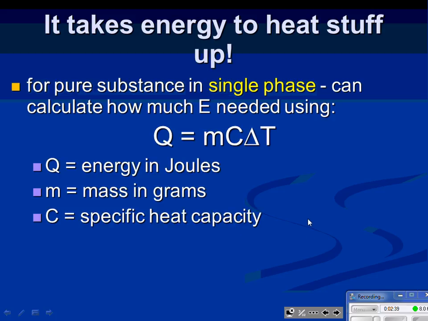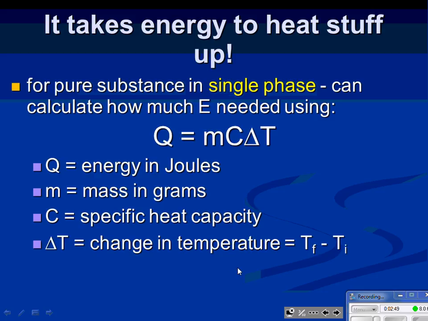C is the specific heat capacity, and at times you'll hear me just refer to this as the specific heat. And finally, delta T is the change in temperature, and that is the temperature final minus the temperature initial. So the final temperature minus the initial temperature is going to give us the change in temperature. Delta is change, T is temperature.